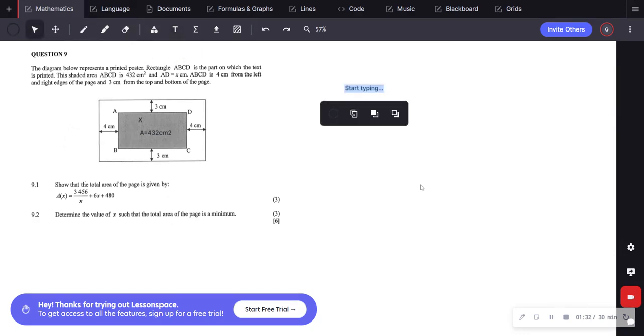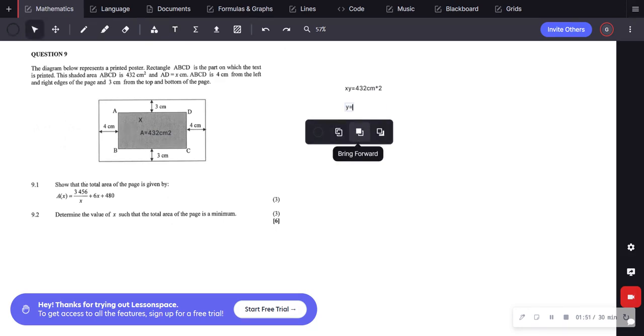Okay, so we write XY equals 432 centimeters squared. Now we get Y by itself by dividing both sides by X. So Y equals 432 centimeters squared divided by X. And that is our Y component, DC, or you can say AB.